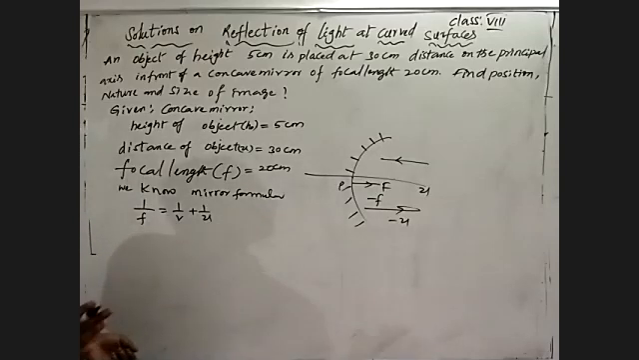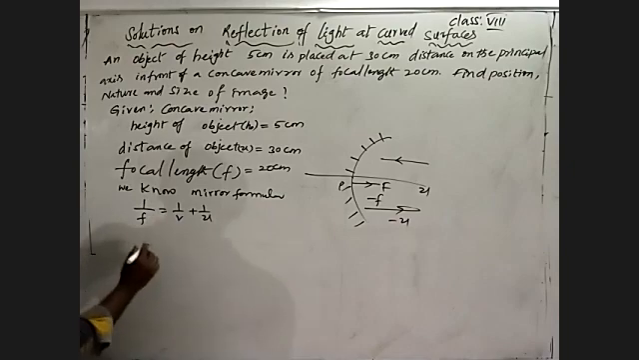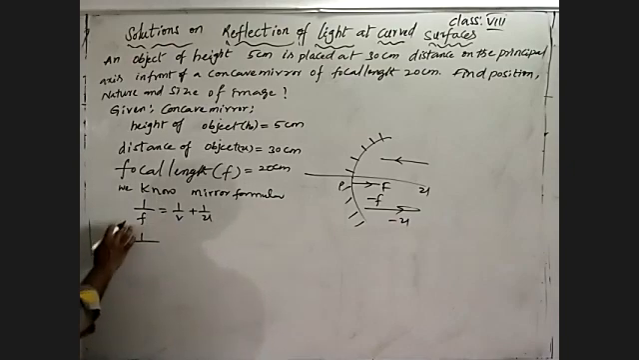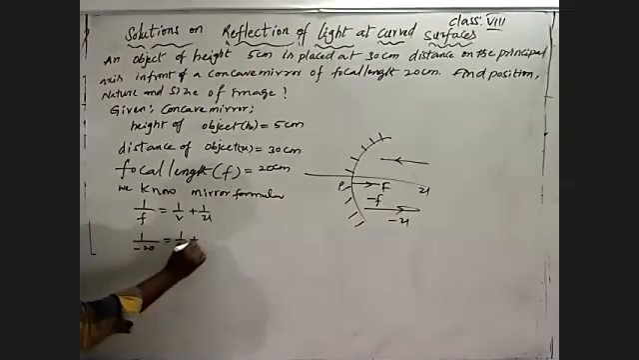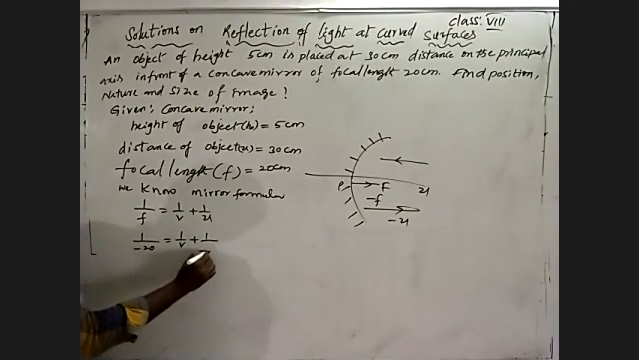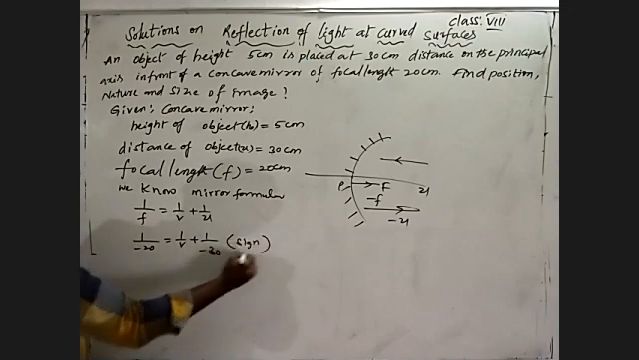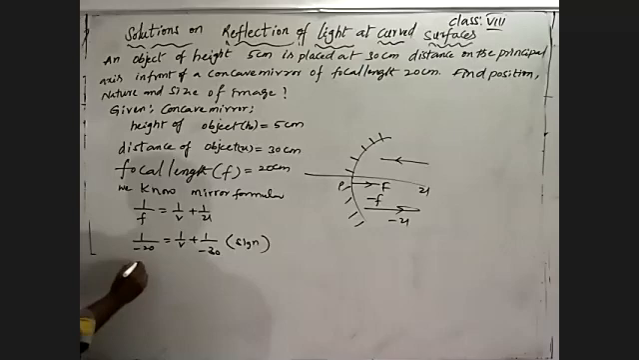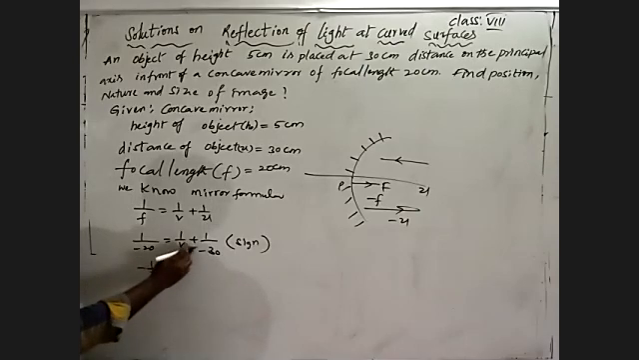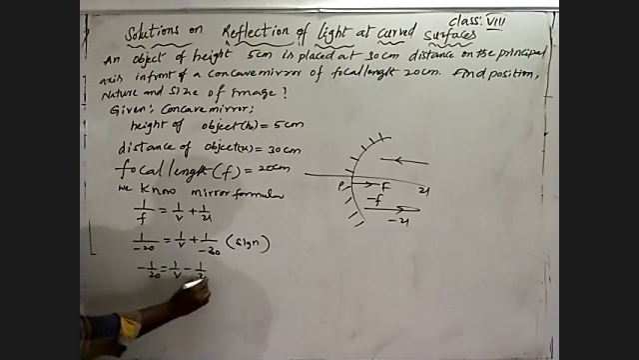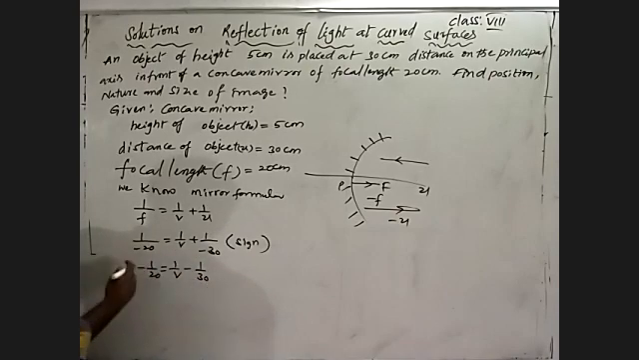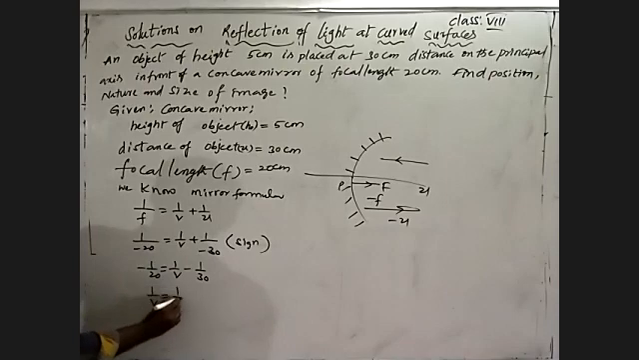we are going to find position of image, so for that we should not apply sign convention on the image. Coming to that, focal length is minus 20 centimeter. 1 by f is equal to 1 by v plus 1 by u, with object distance 30 centimeters. According to sign convention, minus 1 by 20 is equal to 1 by v plus minus 1 by 30. By transferring this side, it will be plus. So 1 by v is equal to 1 by 30 minus 1 by 20.